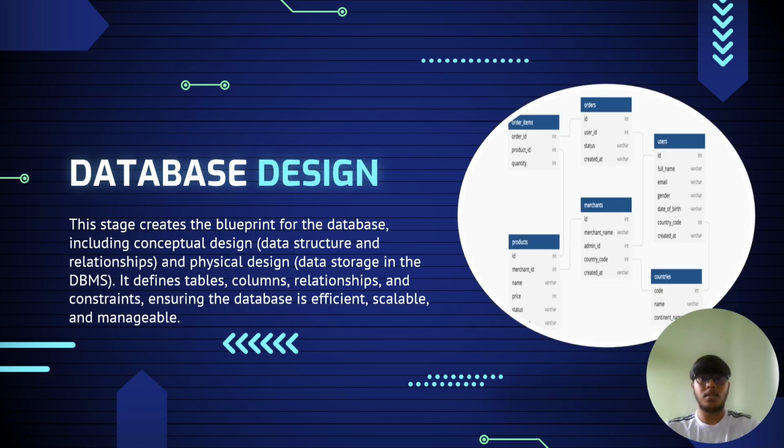Once the analysis is complete, we move on to database design. This is a critical phase where we create a blueprint for the database. The design phase involves both conceptual design, which outlines the structure of the data and how different elements relate to each other, and physical design, which specifies how the data will actually be stored in the DBMS. In this stage, we define the tables, columns, relationships, and any necessary constraints. A good design ensures that the database will be efficient, scalable, and easy to manage.